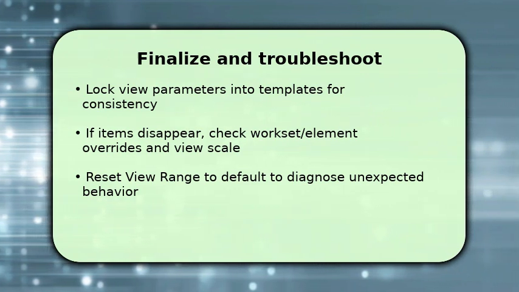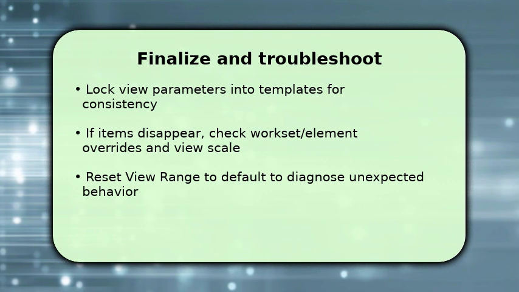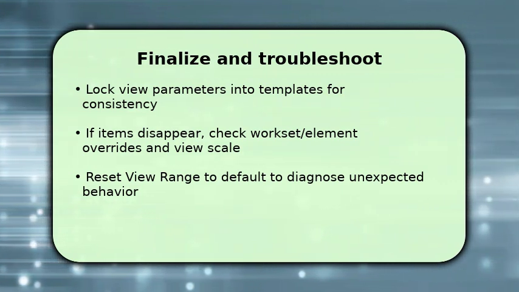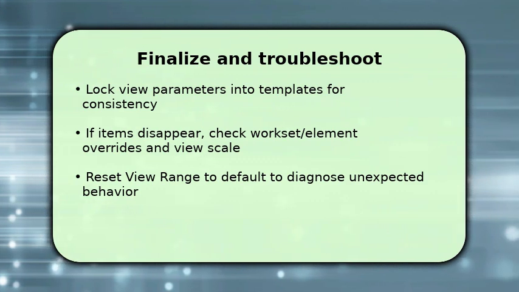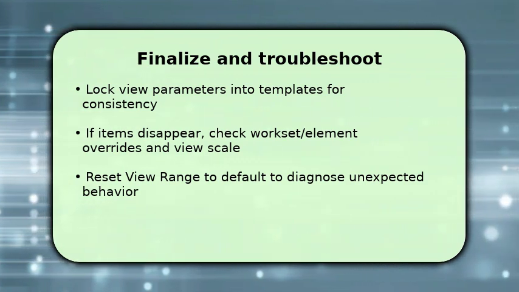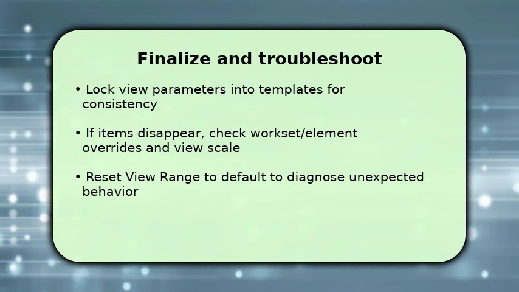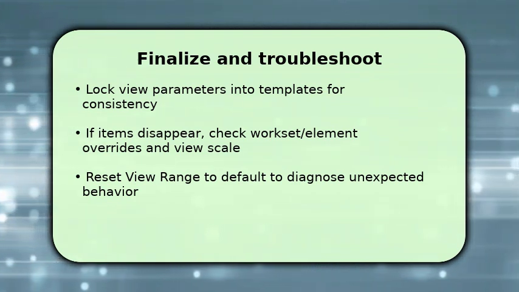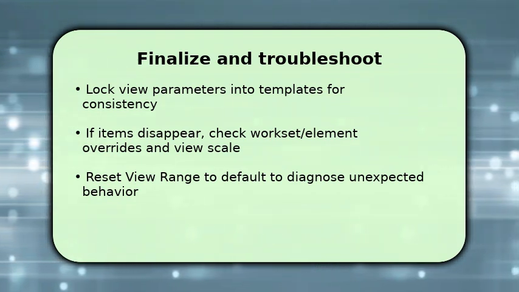If elements unexpectedly vanish, verify the element's level, workset visibility, and whether view scale or discipline is hiding them. As a quick troubleshooting step, reset the view range to default or set a large view depth to reveal hidden items. That often exposes whether the issue is range, category visibility, or element properties.